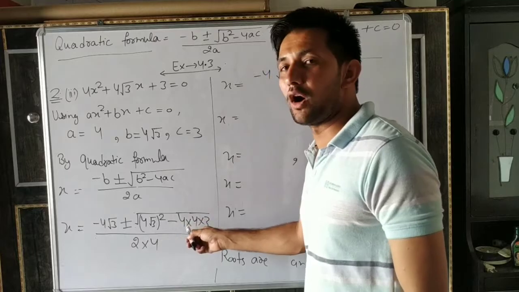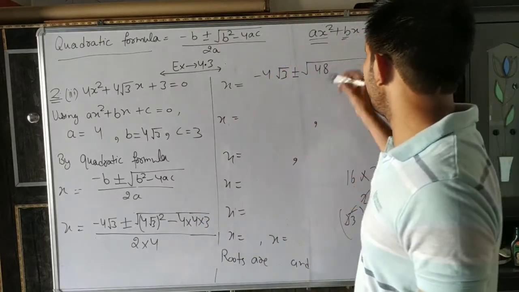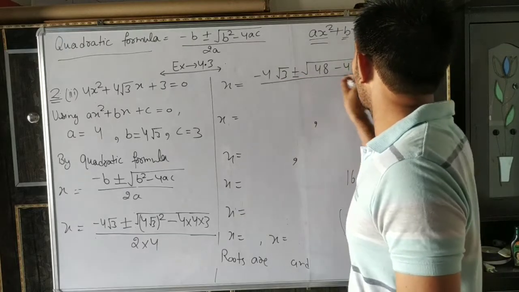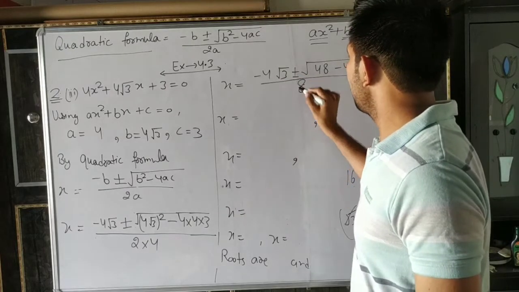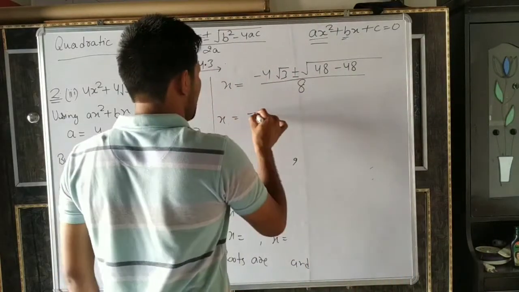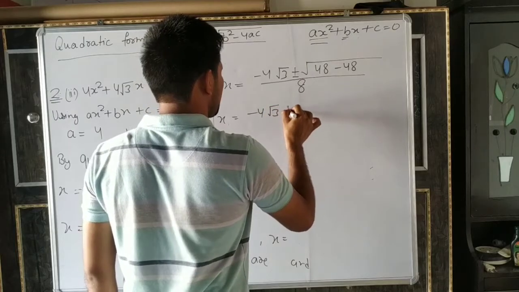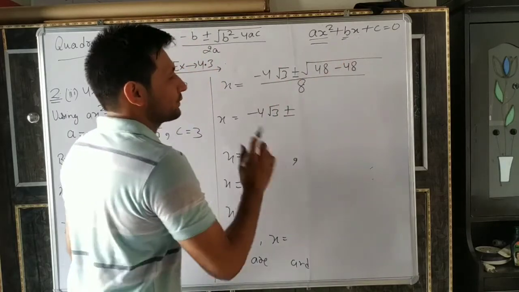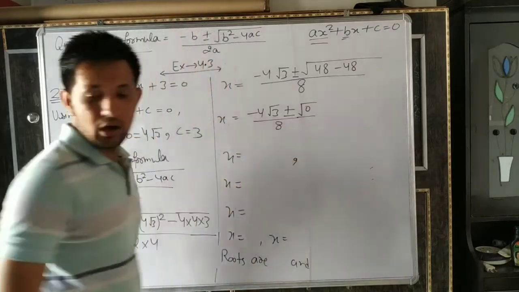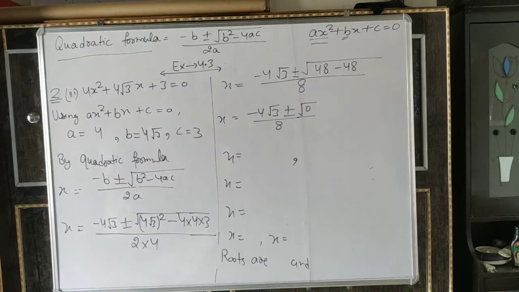Minus 4 into 4, 16 into 3, minus 48. Divide by 2 into 4, 8. Understand here? Now we will solve it. Minus 4 into 3 plus minus 48, minus 48 is 0. Divide by 8. Now we observe that we have already found what is under the square root: we get 0 under the square root.